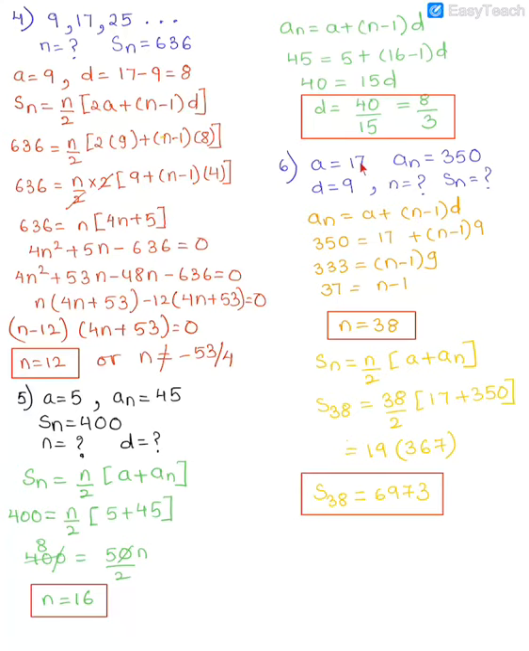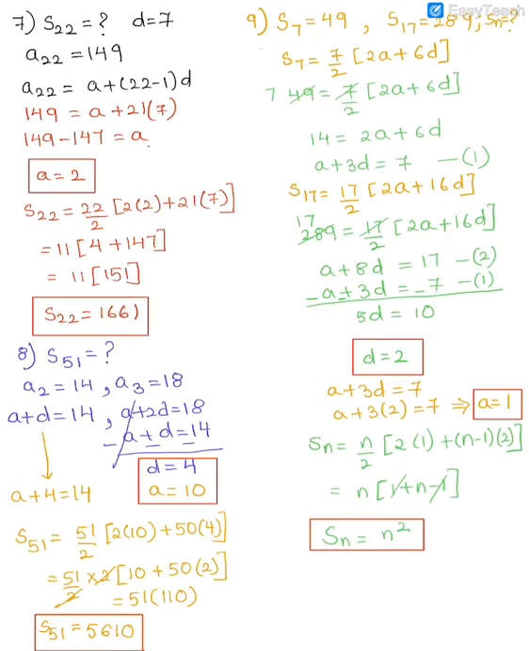The next one, A and An and d are given to you. You are asked to find out n and Sn. So An is equal to A plus n minus 1 into d. This is the first thing that I look out for. That's a 17 plus n minus 1 into d. We do not know n over here. So I'm shifting this to the left hand side and then dividing it with 3, giving me n as 38. Now S38 is equal to 38 by 2 A plus An, which is going to give me 6,973.